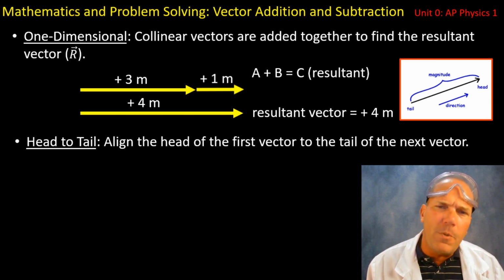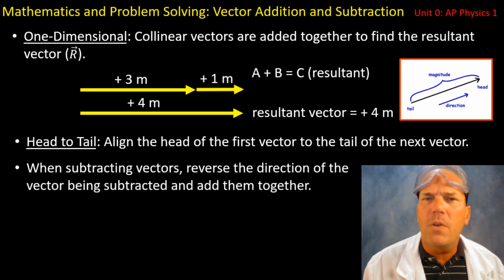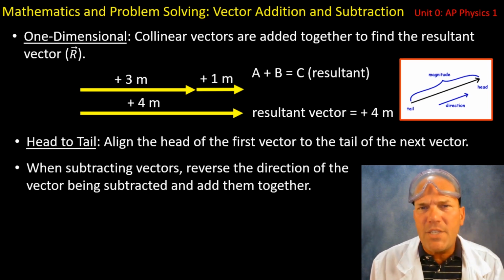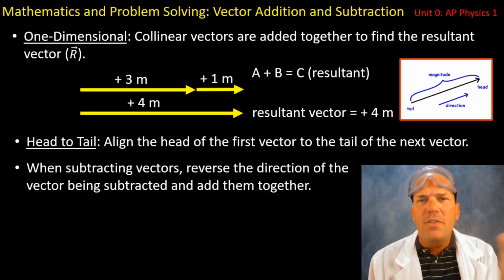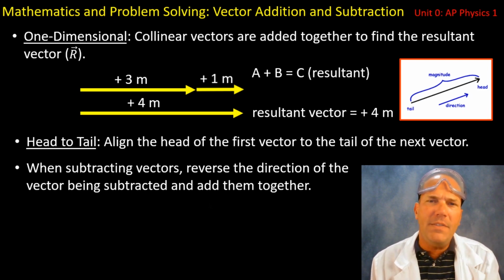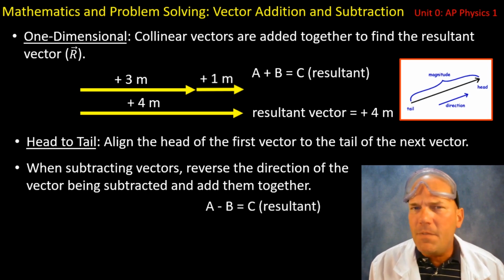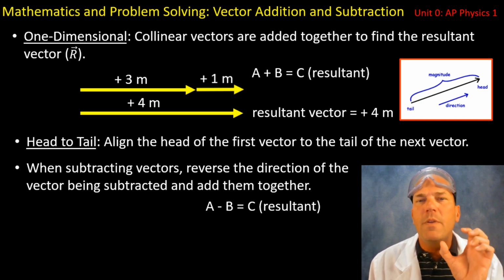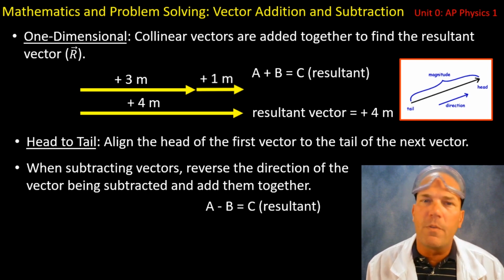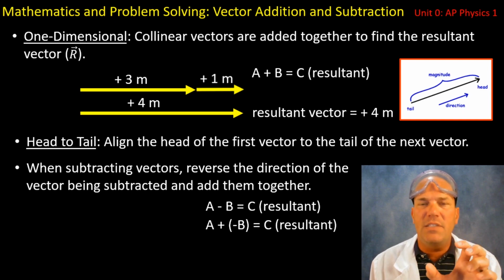Now, what about if you're subtracting vectors? Well, when subtracting vectors, you're actually going to reverse the direction of the vector being subtracted, and then you're going to add it to the first vector. This can be shown as A minus B equals C. That's going to give you your resultant vector. However, we're going to take our second vector, in this case denoted with a B, and we're going to reverse its direction. In other words, we're going to reverse the signage, and we're going to add it to A. So this can be expressed as such.